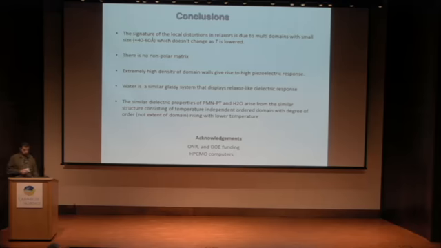And so that's my conclusion, that the signature of these local distortions in relaxers is this formation of multiple domains, which are pretty small, and the size of these domains does not change when we lower the temperature. There is no nonpolar matrix as far as we can see. Maybe you can think of the domain wall region as a nonpolar matrix, but I think it's not such a good picture. It's much more of a domain wall issue.